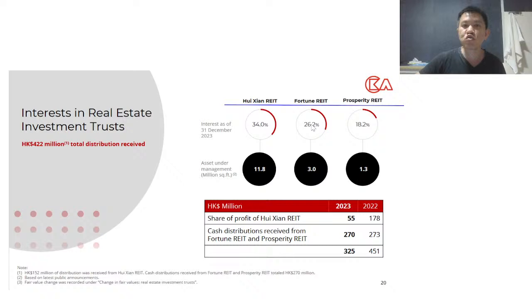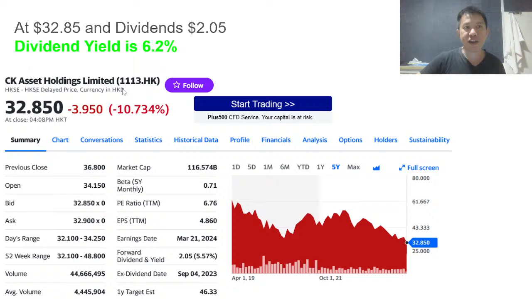So I myself, I prefer to buy Fortune REIT or Link REIT. Because when you buy property exposure, you want dividends. You want quarterly, semi-annual, regular dividends. And Fortune REIT, the yield is almost 10%. Link REIT, the yield is almost 7%. So for CK Asset, right, the dividend yield is 6.2%. So it's less attractive, although the stock price crashed 10%.